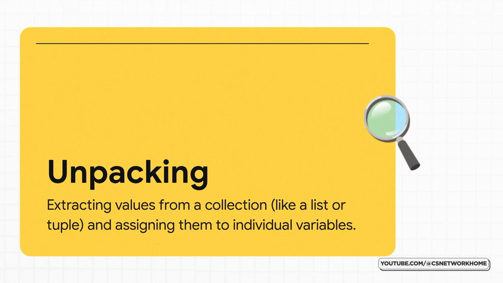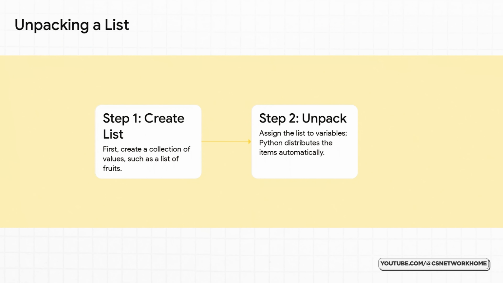Well, the name is actually perfect. Imagine you have a collection, like a list of fruits in a box. Unpacking is the process of taking all those items out of the box and assigning each one to its very own variable, all in one smooth move. And here's how it works. It's actually really simple. First, you create your collection. In this case, a list called fruits. Then, for step 2, and this is the cool part, you just assign that one fruits list to 3 separate variables. Python automatically unpacks the list for you, giving apple to x, banana to y, and cherry to z. It is such a clean way to pull data out of a collection.